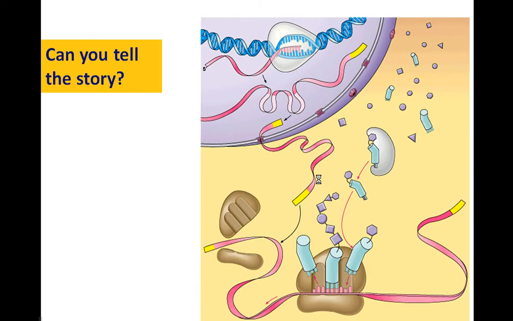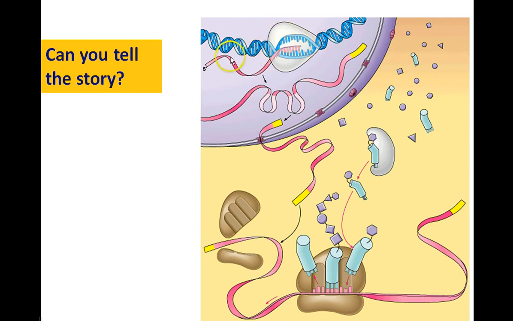So let's see if you can tell the story. After I explain this, explain it to yourself. The first step is transcription. That happens in the nucleus. RNA polymerase binds to the DNA, brings in the complementary nucleotides, complementary to one side of the DNA molecule, that are going to be transcribed to make messenger RNA. Remember, we're transcribing a gene, which are the codes for a protein on DNA.